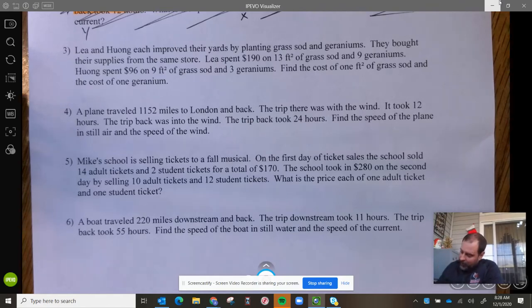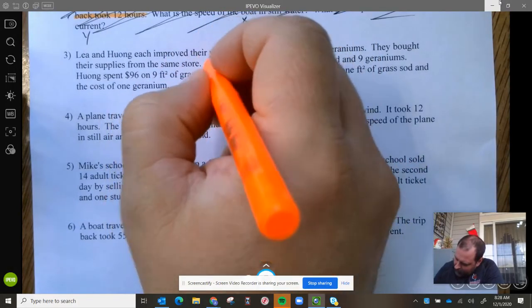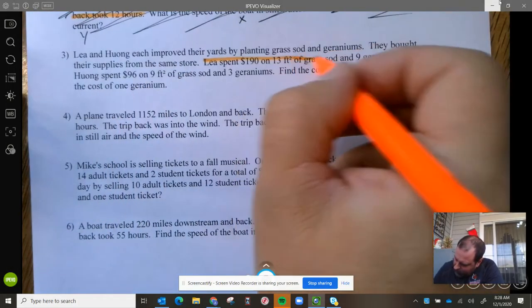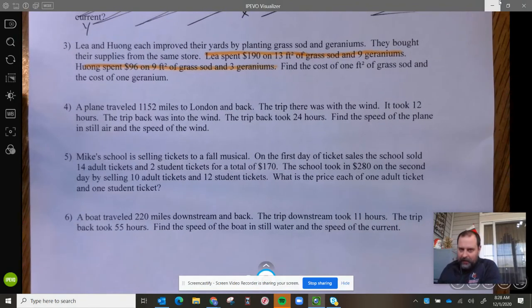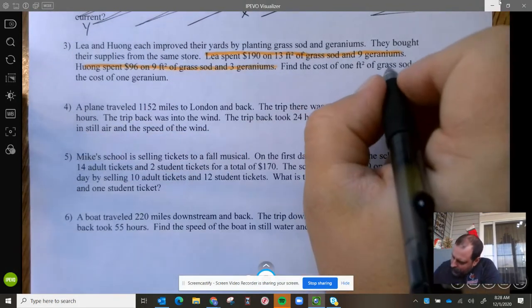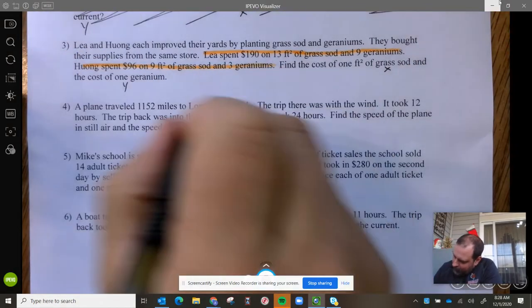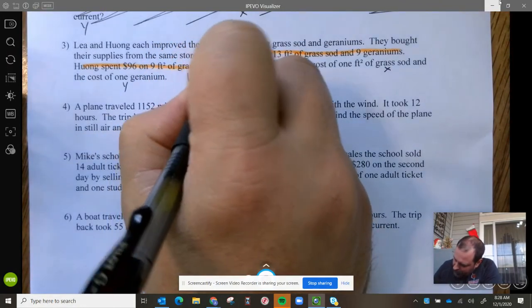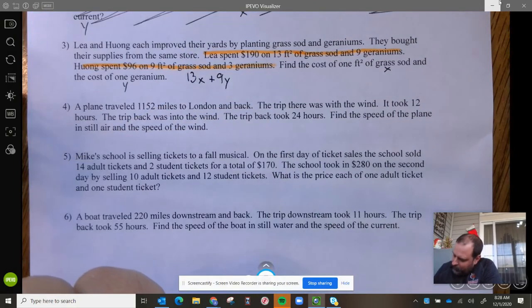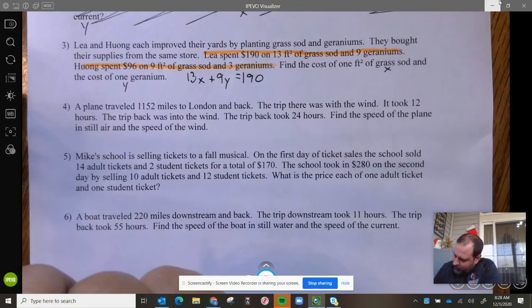So we have 2 people, Leah and Wong, and their sentences are basically right there as well. Okay. So when I look at this, it's the cost of total money that we have at the end. I'm going to actually write this one here. So grass sod is x, geranium is y. So for grass, 13 square feet of grass sod, so 13x, plus 9 geraniums, so y is the cost of the geraniums. That cost Leah $190.